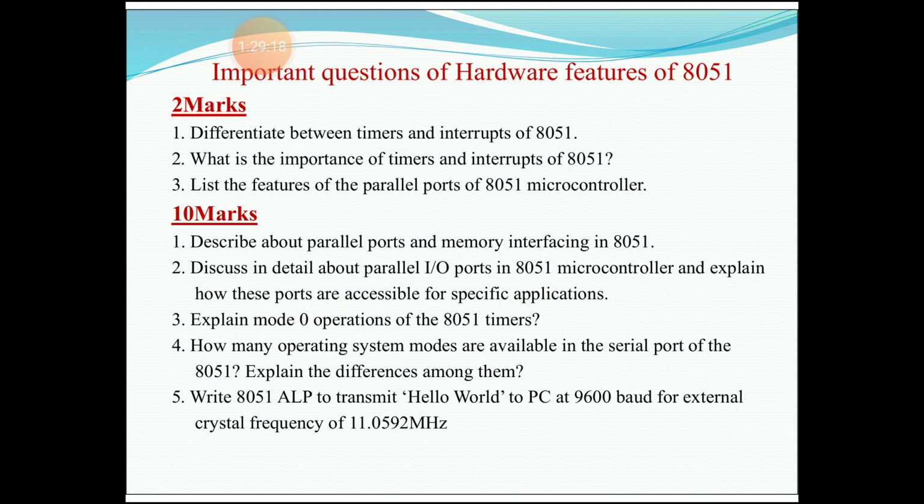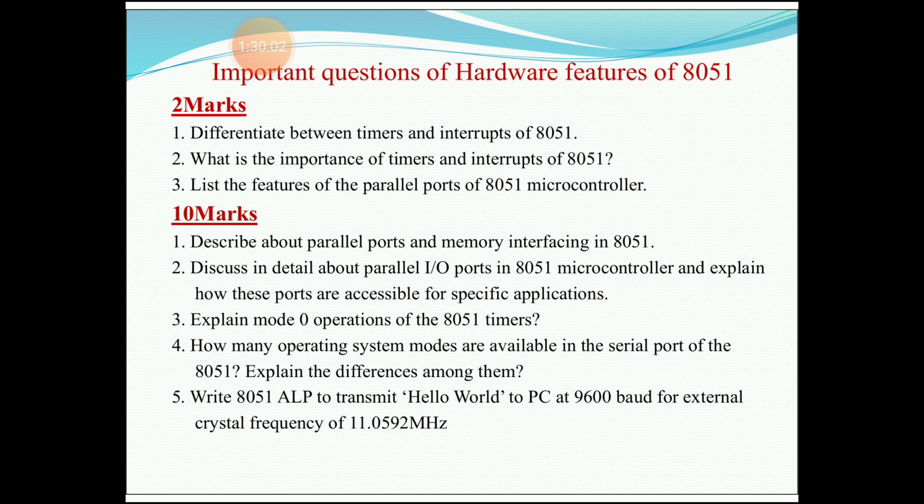So these are the various important questions of the topic hardware features of 8051. First one, differentiate between timers and interrupts of 8051, and what is the importance of timers and interrupts in 8051. List the features of parallel ports of 8051 microcontroller. And 10 marks questions: Describe parallel ports and memory interfacing in 8051. Discuss in detail parallel I/O ports in the 8051 microcontroller and explain how these ports are accessible for specific applications.